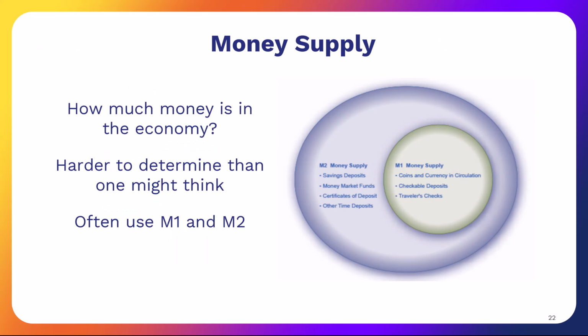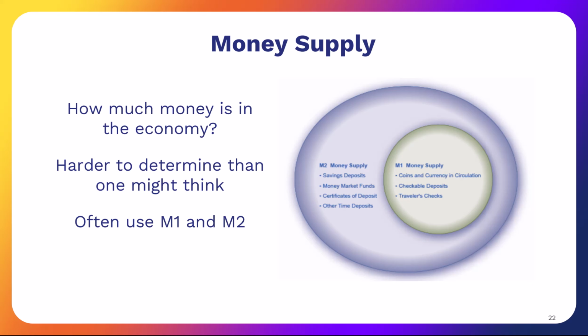So how much money is there in the economy? This is a little tougher than you might think, right? There are two measures that we can talk about. One is called M1. This is the total of all the cash and demand deposits in the economy. So you take all the coins and currency in circulation, all the checkable deposits and all the traveler's checks, haven't seen them for a decade or so. That is what is called the M1 money supply.